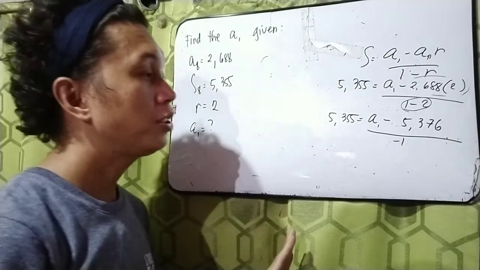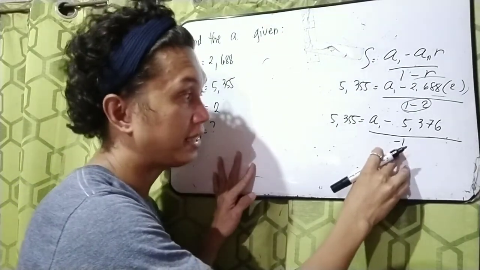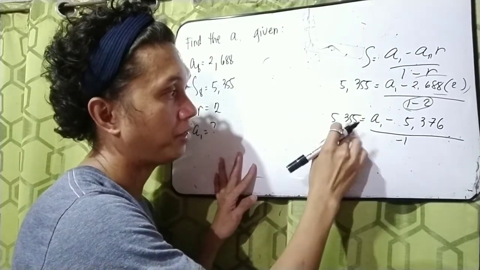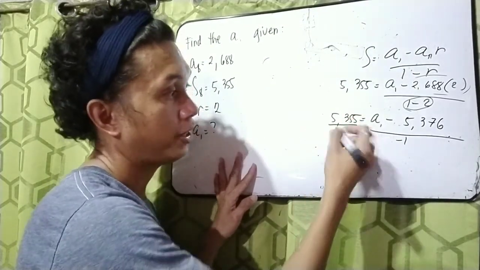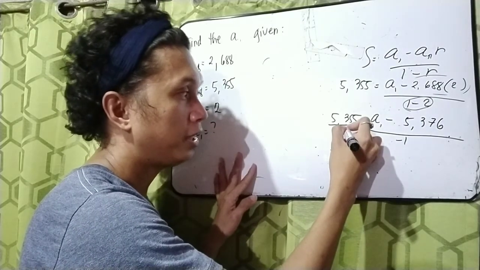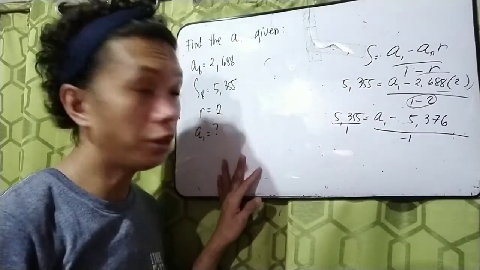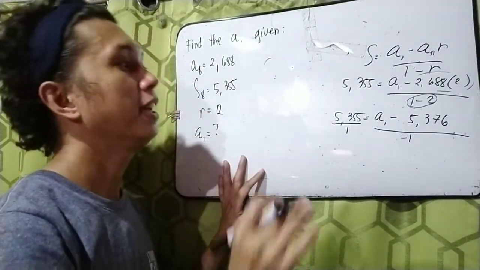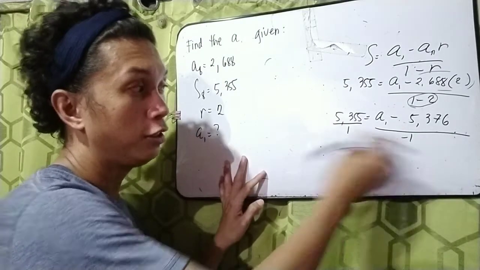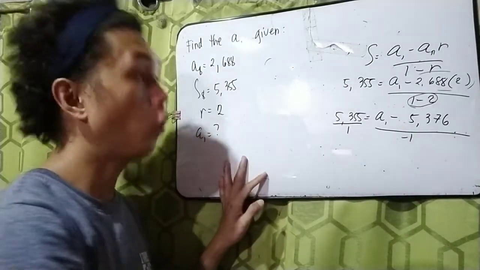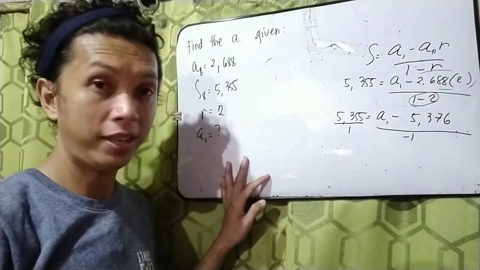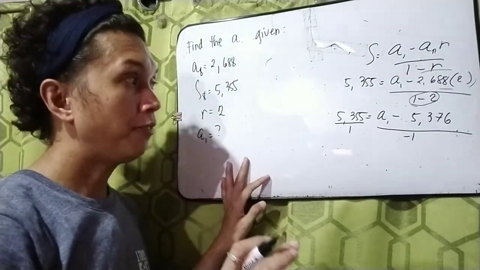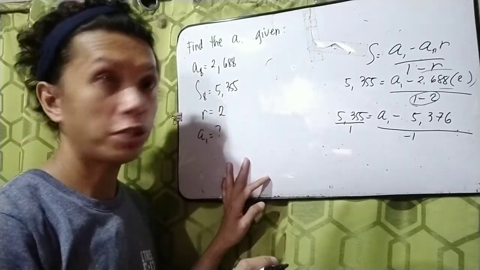So all we need to do now is to get rid of negative 1. Since we have here 5,355, let's just put a denominator of 1 because that is a whole number, and all whole numbers have a denominator of 1. Since they look similar now in fraction form and they are separated by an equal sign, to simplify, you have to cross multiply.